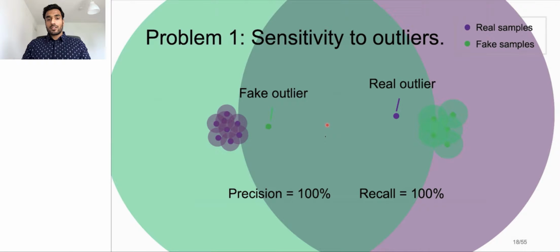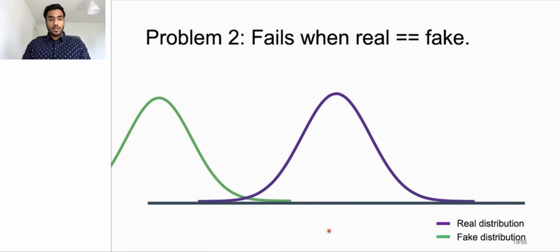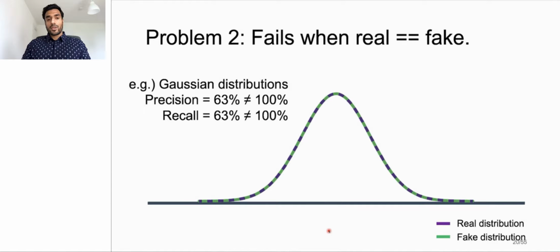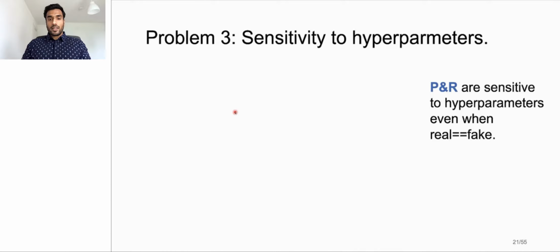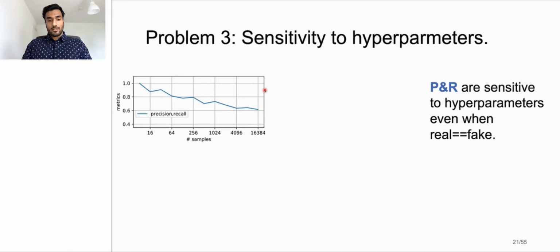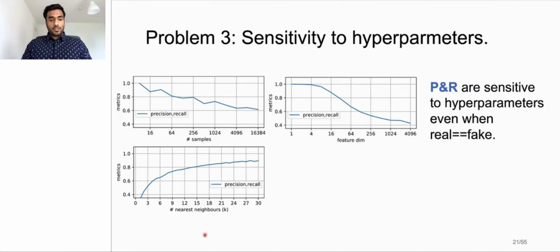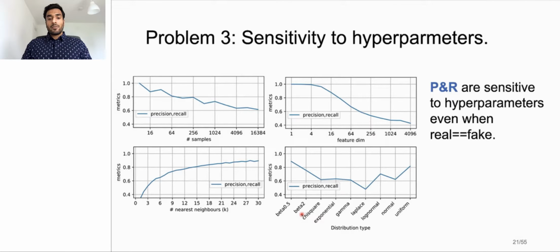Let's see what happens when the distributions are actually overlapping. In this example, when we measure the precision and recall, we get a value close to 63%. This is very far from the ideal value of 100%, and this is problematic. This problem extends to other hyperparameters of the model. The expected value depends on the number of samples, the feature dimension used for calculation, the nearest neighbor used for calculation, and the family of distribution our embeddings come from.